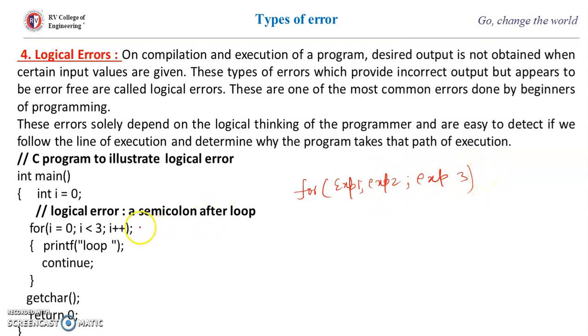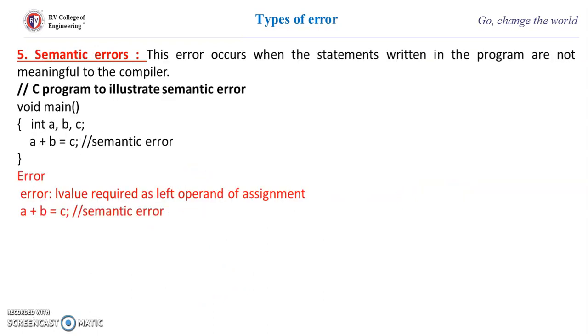But if we put a semicolon after the for loop, this will not give any compiler or runtime error, but the logic is wrong, so this won't give any output. So when we execute the code, it will not show any output. So here, no output when we execute the code, because the logic is wrong.